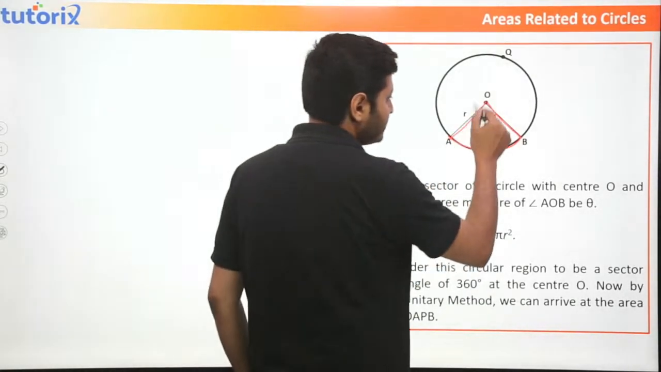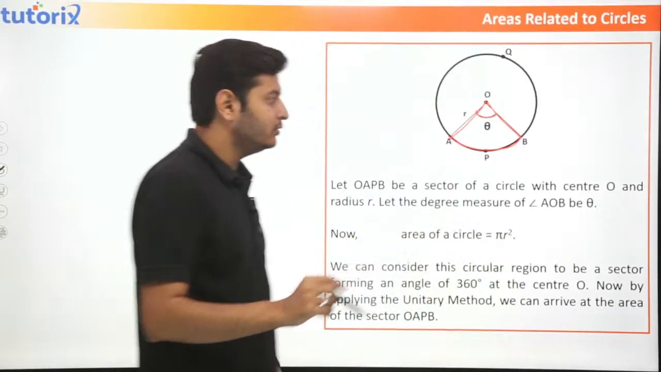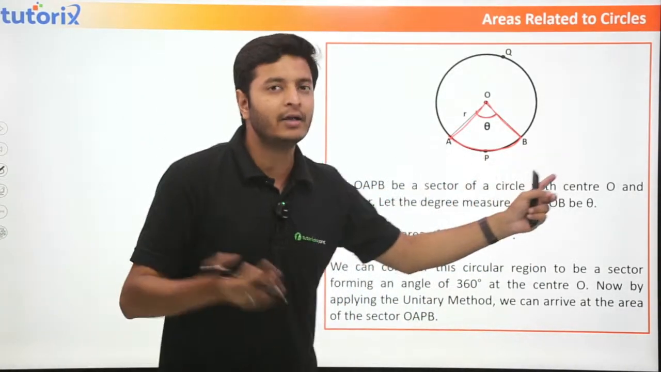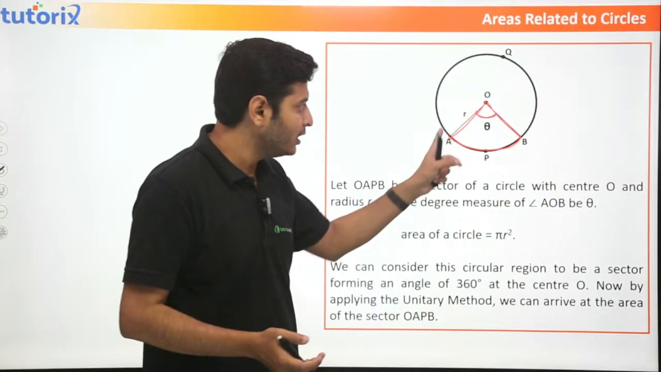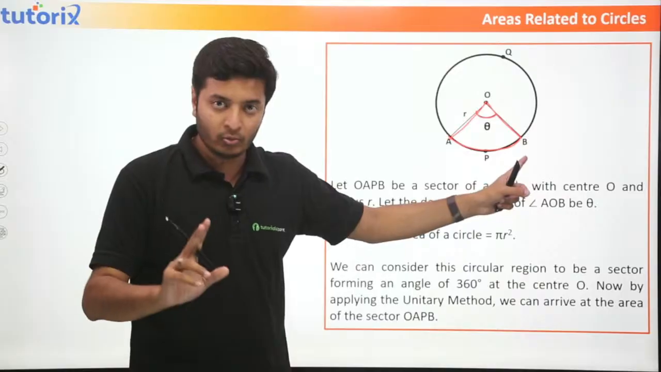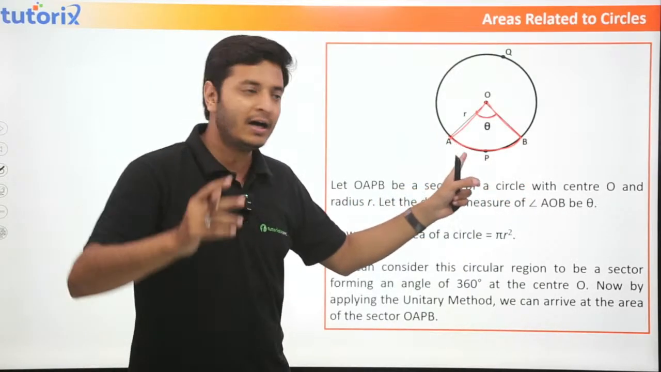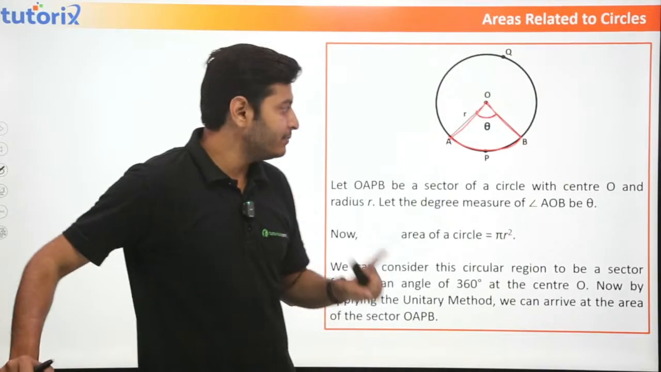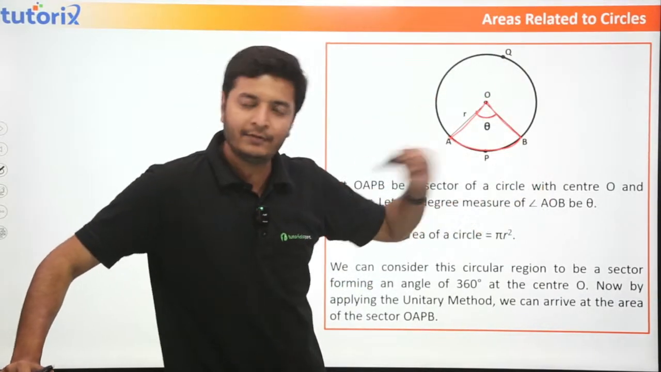The value of radius is small r, we don't know the exact value, and we are considering point P just to indicate which arc we are talking about. So if I am saying that the sector between OA and OB, two radii, and the arc is APB, then I am talking about the minor sector. If I am saying the arc is AQB, then we are talking about the major one.